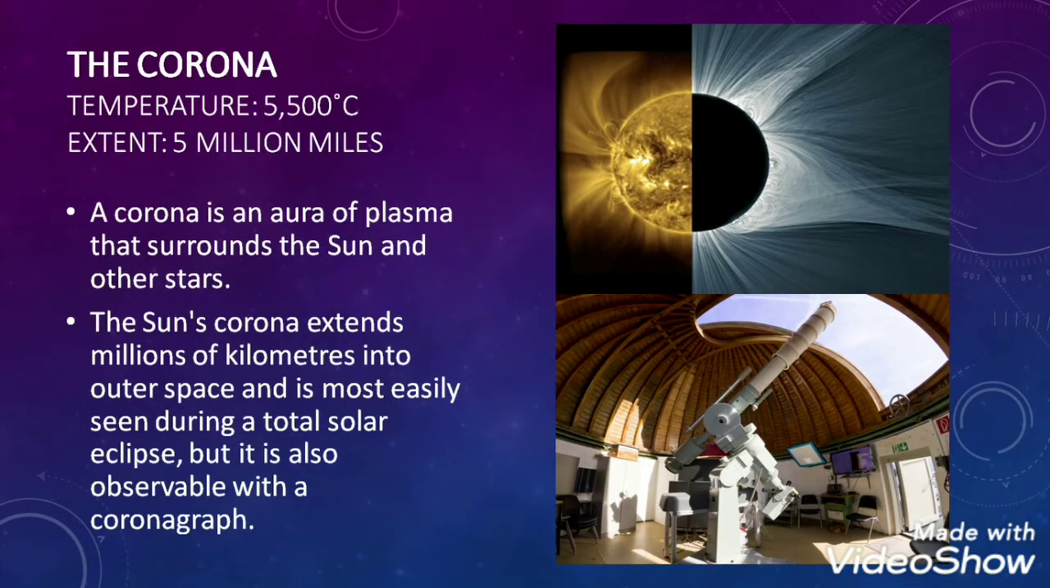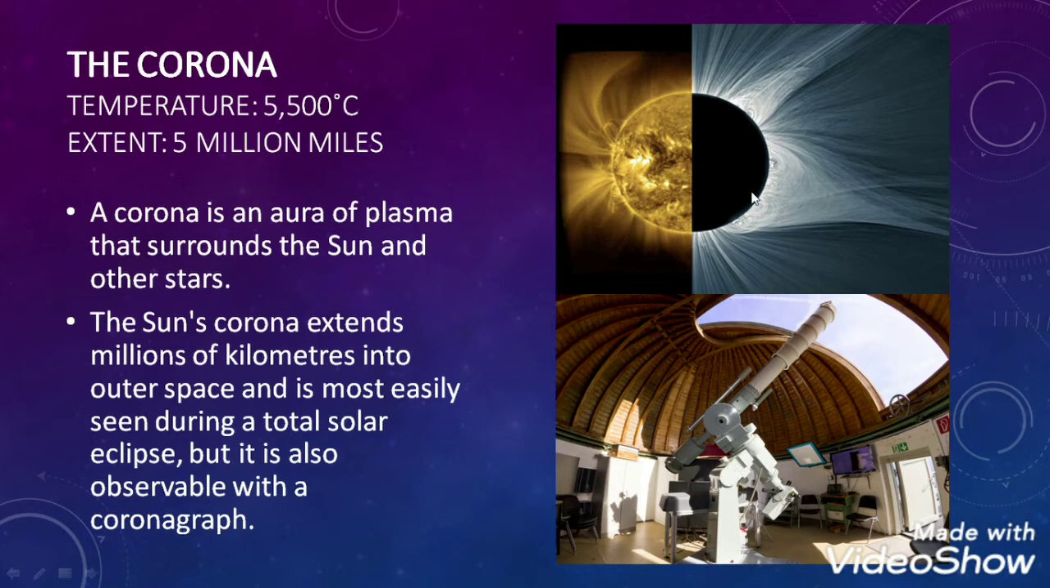The corona, temperature 5500 degrees Celsius, extent 5 million miles. A corona is an aura of plasma that surrounds the sun and other stars. The sun's corona extends millions of kilometers into outer space and is most easily seen during a total solar eclipse, but it is also observable with a coronagraph.